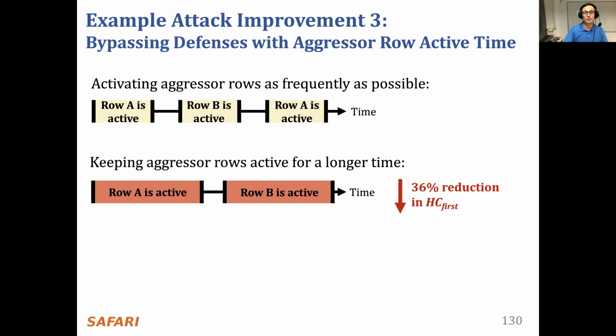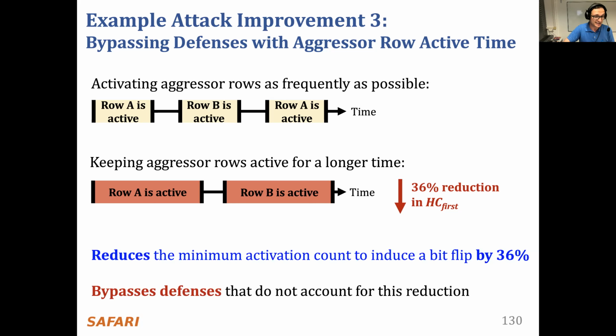Let me give you some example attack improvements. For example, existing attacks activate aggressor rows as frequently as possible. But our paper shows that this is not the best approach to induce bit flips quickly or to induce more bit flips. Essentially, if you keep aggressor rows active for a longer time and still hammer the same number of times, you get a 36% reduction in the number of activations you need to do to get to the first RowHammer bit flip, which is interesting. And if the defense mechanisms do not take into account this reduction because they're tuned for a particular RowHammer vulnerability value, an activation count, let's say, then they may actually be insecure at that point. So these are the implications of this deeper understanding of RowHammer, as you can see.